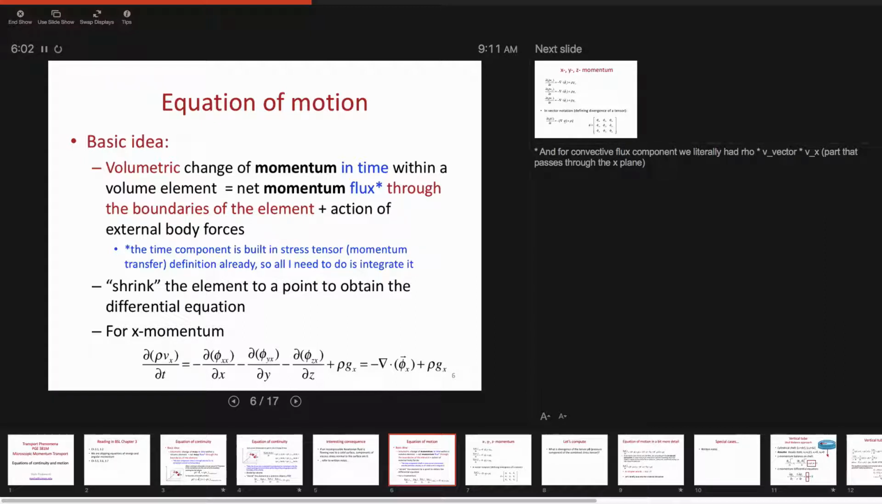So when I actually do the change of rho Vx, which is my x momentum within this volume, this rate of change of rho Vx is again what goes through the boundaries. But what goes through the boundaries is now quantified by the divergence of this vector that describes what happens to x momentum across all the boundaries. So that's the divergence of Vx, which is actually one column of my tensor phi. And momentum can also be changed by the action of external forces, and that is quantified here. We call it gravity, but it could in general be some other forces.